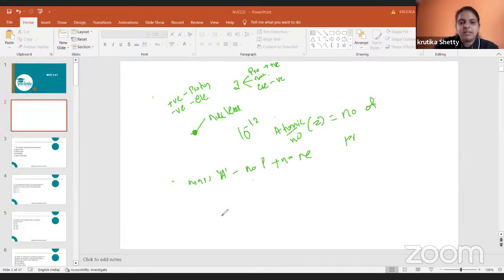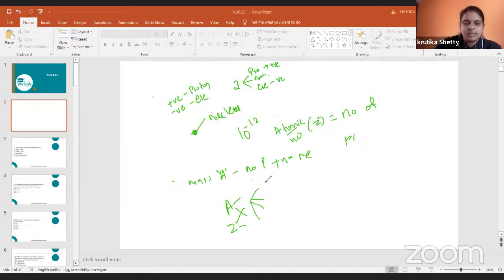Then the representation of the element. Suppose X is any element, it is represented with the atomic number and the mass number, as Z A X, where A is the mass number and Z is the atomic number. In this lesson, based on mass number and atomic number, we will see some types. So what are those different types here?